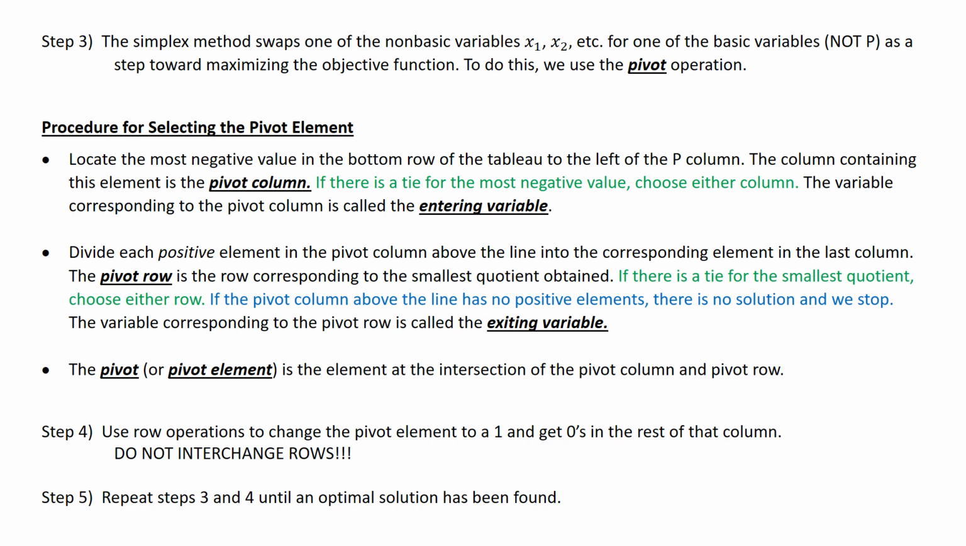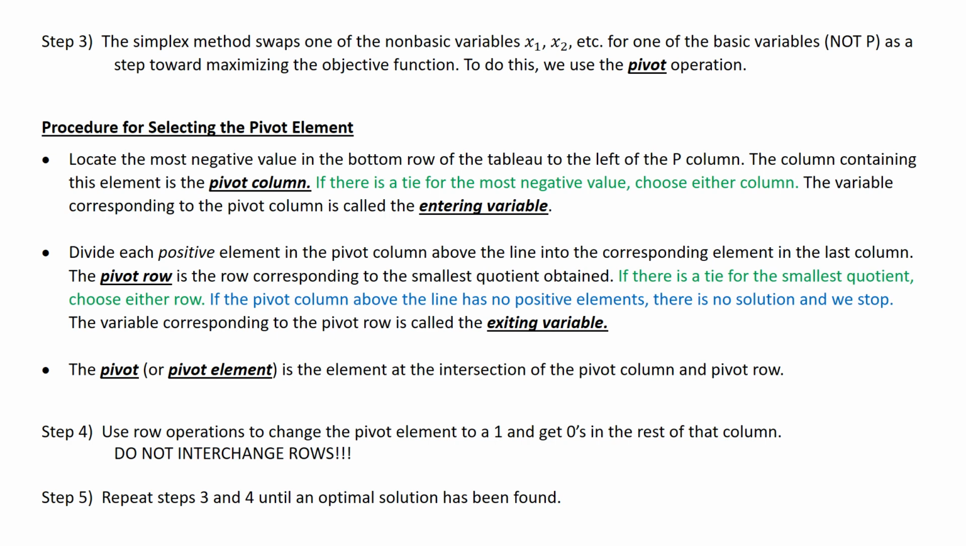Now, to find the pivot row, we're going to divide each positive element in the pivot column above the line into the corresponding element in the last column. The pivot row is the row corresponding to the smallest quotient we calculated. If there's a tie for the smallest quotient, choose either row you want. If the pivot column above the line has no positive elements, that means there is no optimal solution and we stop immediately. The variable corresponding to the pivot row is called the exiting variable.